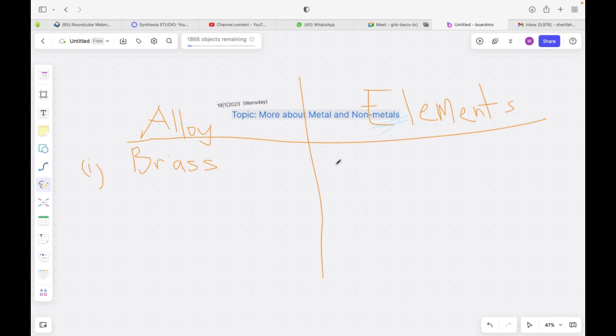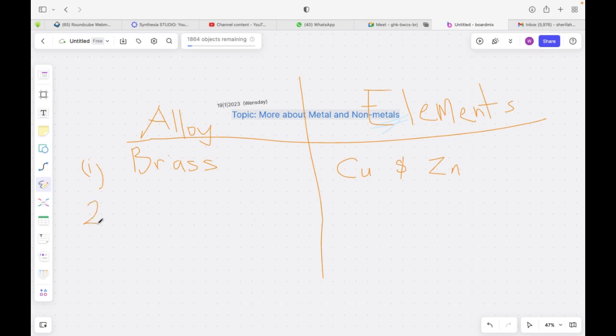We say brass is made up of what? It's an alloy of what? Copper and zinc. So we can use symbols, right? So copper, I just use Cu for copper. And then zinc, Zn, right? The symbol for zinc.